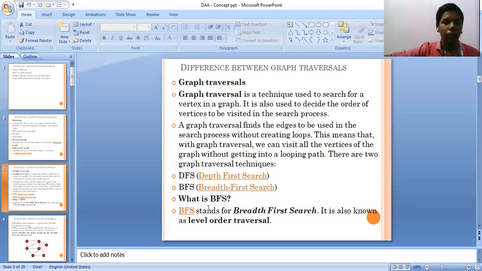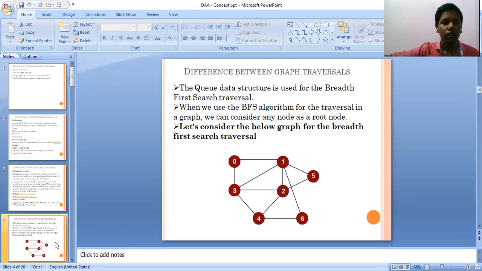What is BFS? BFS stands for breadth first search. It is also known as level order traversal. The queue data structure is used for breadth first search traversal. When we use the BFS algorithm for the traversal in the graph, we can consider any node as root node. Let's consider the below graph for breadth first search traversal.